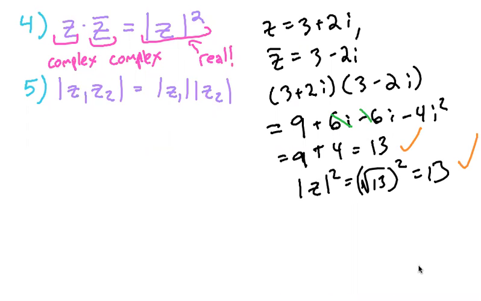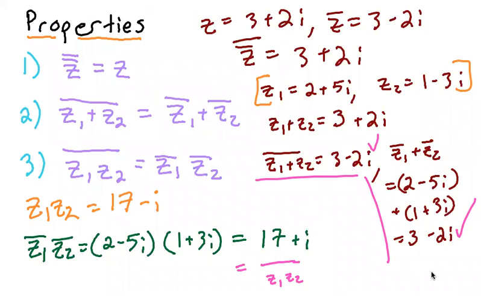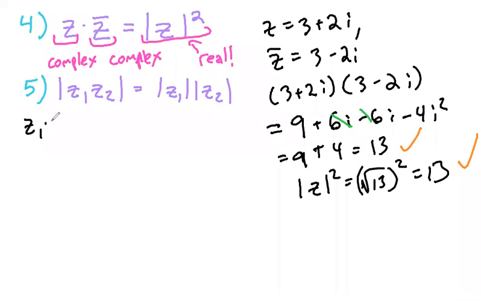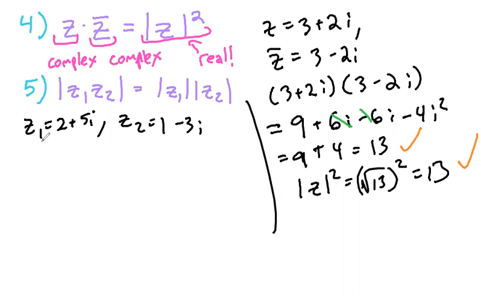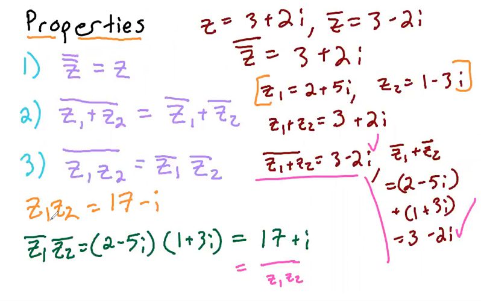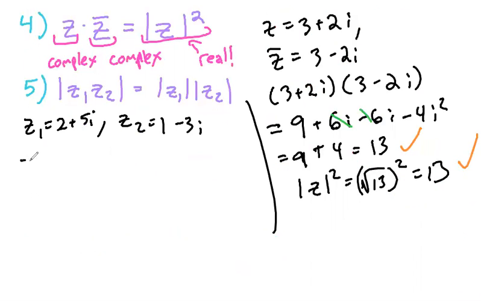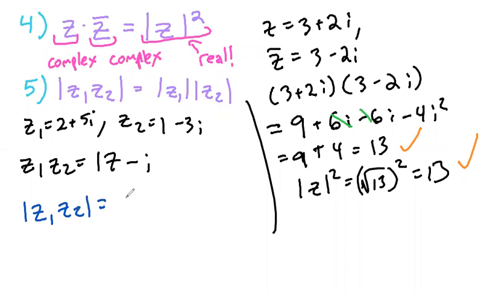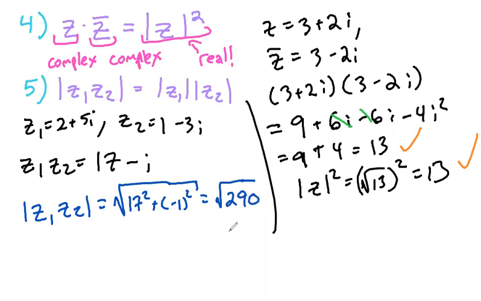Let's see that, using the same numbers again. z1 is equal to 2 plus 5i, and z2 is equal to 1 minus 3i. We also made the effort to multiply them together, so z1 z2 is equal to 17 minus i. Let's figure out the moduli. The modulus of z1 times z2 is the square root of 17 squared plus minus 1 squared. 17 squared is 289, so 289 plus 1 is 290, the square root of 290.